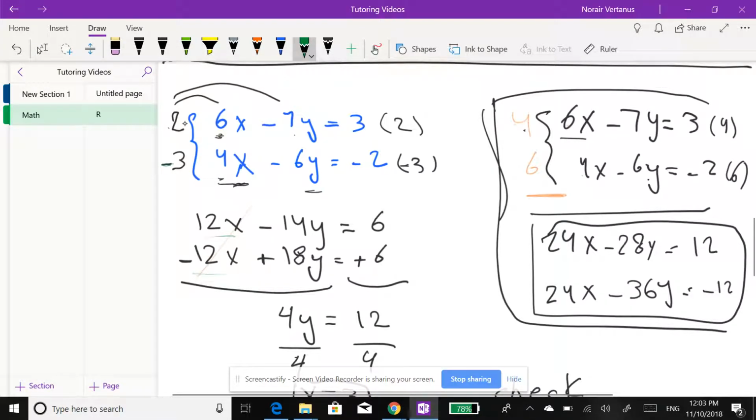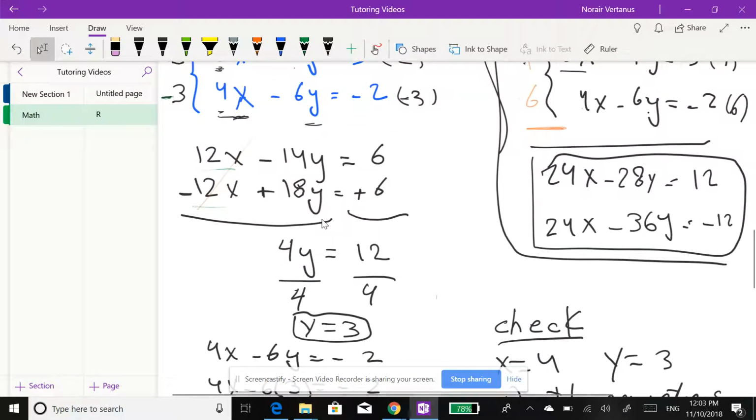You multiply by 2, that's 2 times 6x, 12x, 2 times negative 7y, negative 14y, 2 times 3 is 6. The bottom one, I multiply by negative 3 to have the opposite, which is negative 12x. Negative 3 times negative 6y, keep in mind, negative times negative is positive, 3 times 6 is 18y, equal to negative 3 times negative 2, which is 6. Negative times negative is positive.